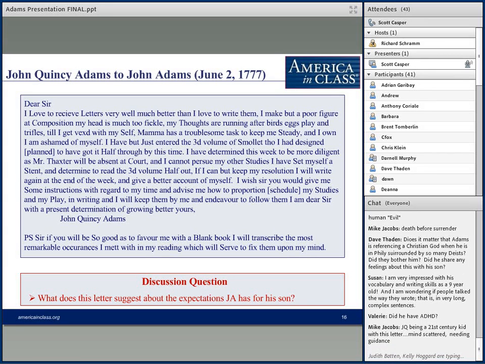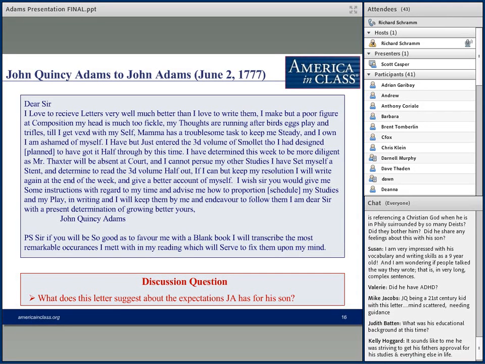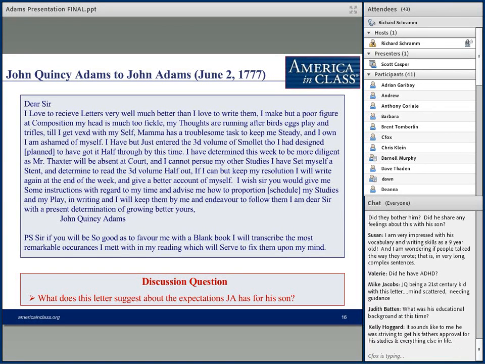What do you notice here? Valerie writes, did he have ADHD? Well, nobody used that term then. It's very interesting to wonder. I wonder whether he really is as fickle as he says, or he is trying to live up to certain expectations that his well-educated, quite demanding father placed upon him. I think, Kelly, you make a very good point, striving to get his father's approval for his studies and everything else. I think that's certainly going on here.